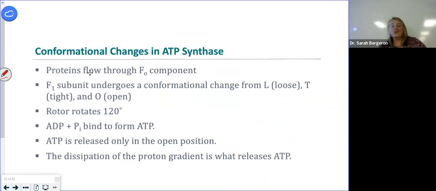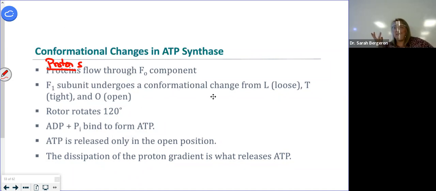Okay, so how do we get that conformational change in our ATP synthase, right? So first, the protons have to go through that channel. The channel is in the F0 component, right? Then as those protons flow, why does it say proteins? It's supposed to be protons. Y'all change that to protons. Protons, right? As the protons flow through the F0 component, then they're going to interact with the rotor, and the rotor is going to induce those conformational changes.